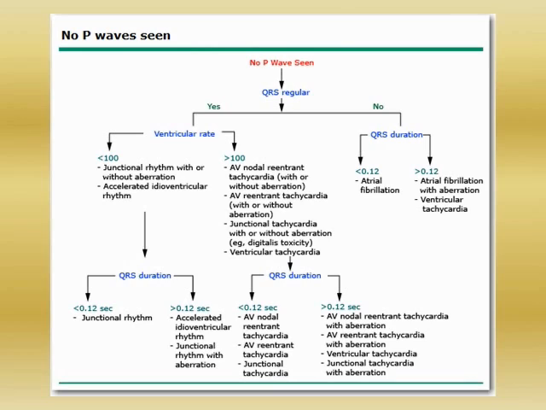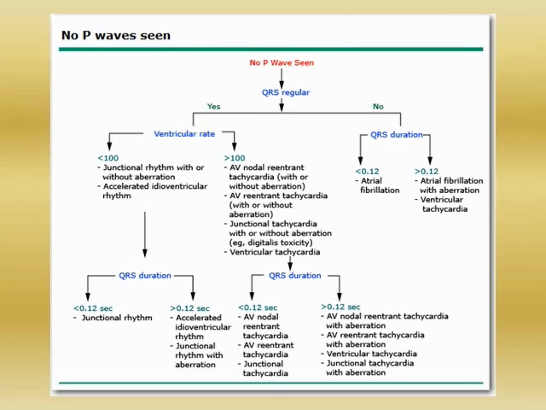If the QRS is regular, ventricular rate more than 100: AV nodal reentrant tachycardia with or without aberration, AV reentrant tachycardia with or without aberration, junctional tachycardia with or without aberration, such as digitalis toxicity, ventricular tachycardia. Then QRS duration less than 0.12 second: AV nodal reentrant tachycardia, AV reentrant tachycardia, junctional tachycardia. QRS more than 0.12: AV nodal reentrant tachycardia with aberration, AV reentrant tachycardia with aberration, ventricular tachycardia and junctional tachycardia with aberration. No P wave but QRS is regular.